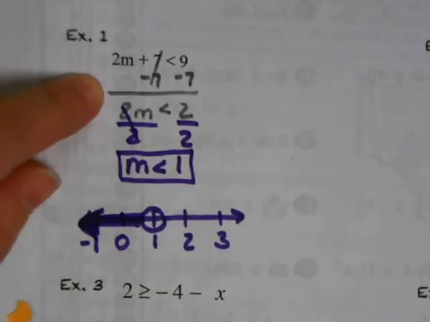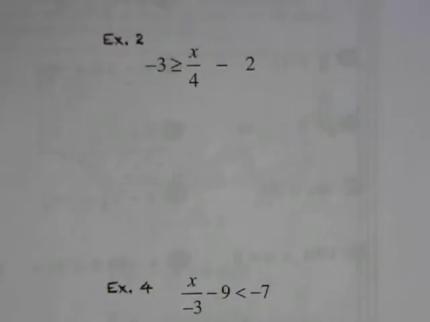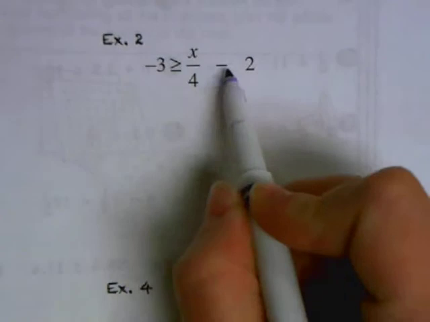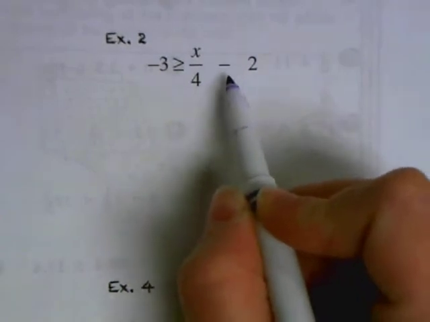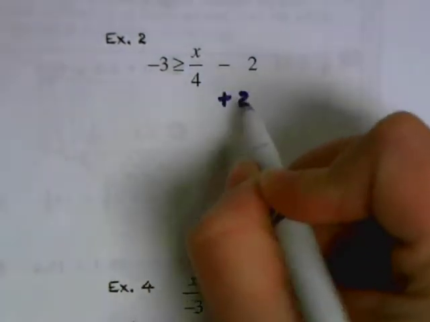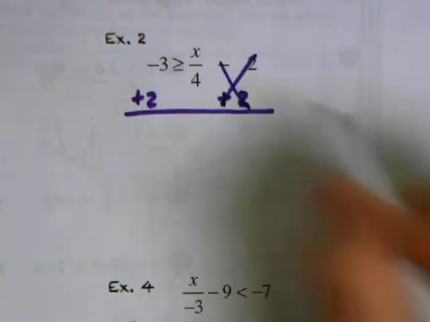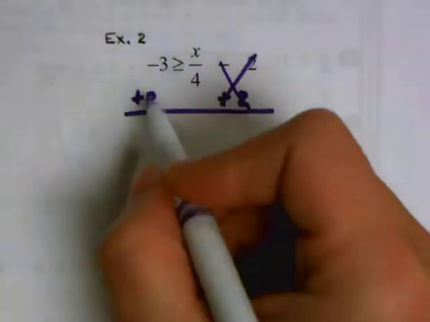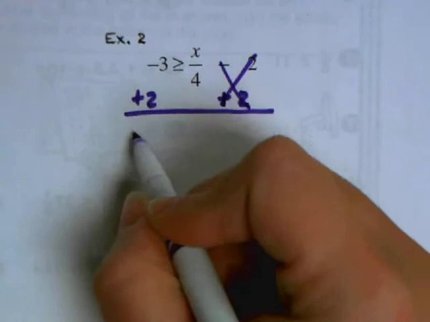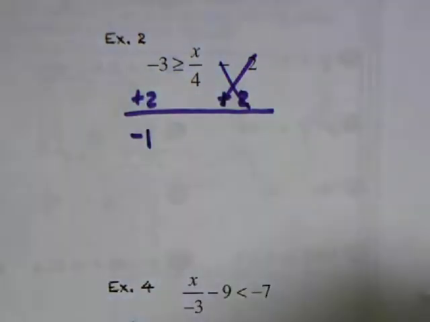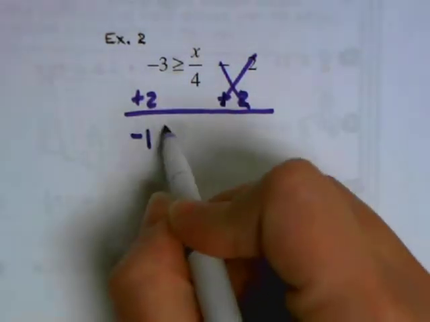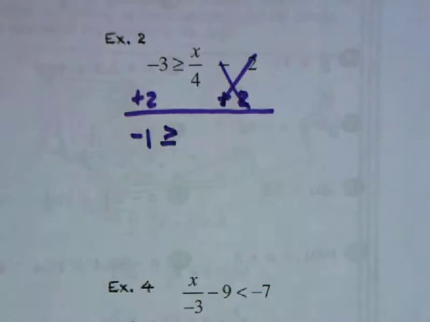Let's look at example 2. Again, we're going to get our variable by itself here. So we need to get rid of any adding, subtracting going on first. So how do we get rid of minus 2? Add 2 to both sides of the inequality. Minus 2 plus 2, see ya. On the left-hand side, negative 3 plus 2 is going to be negative 1, right? All we did was add on both sides. We don't have to worry about flipping any signs.